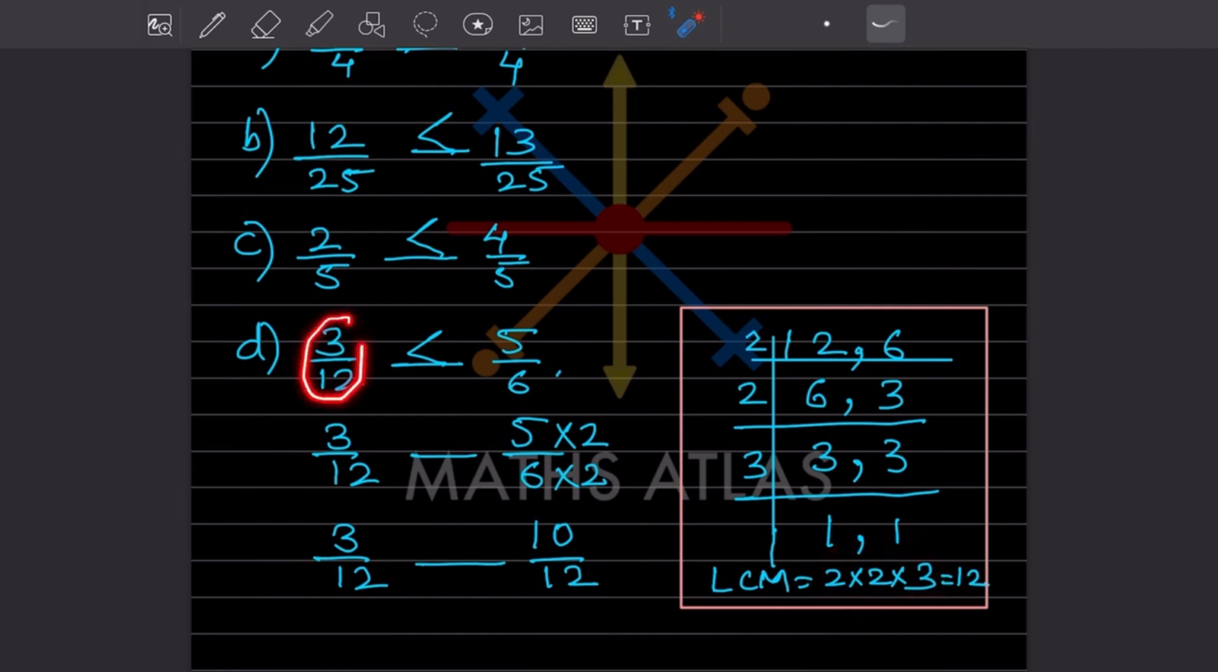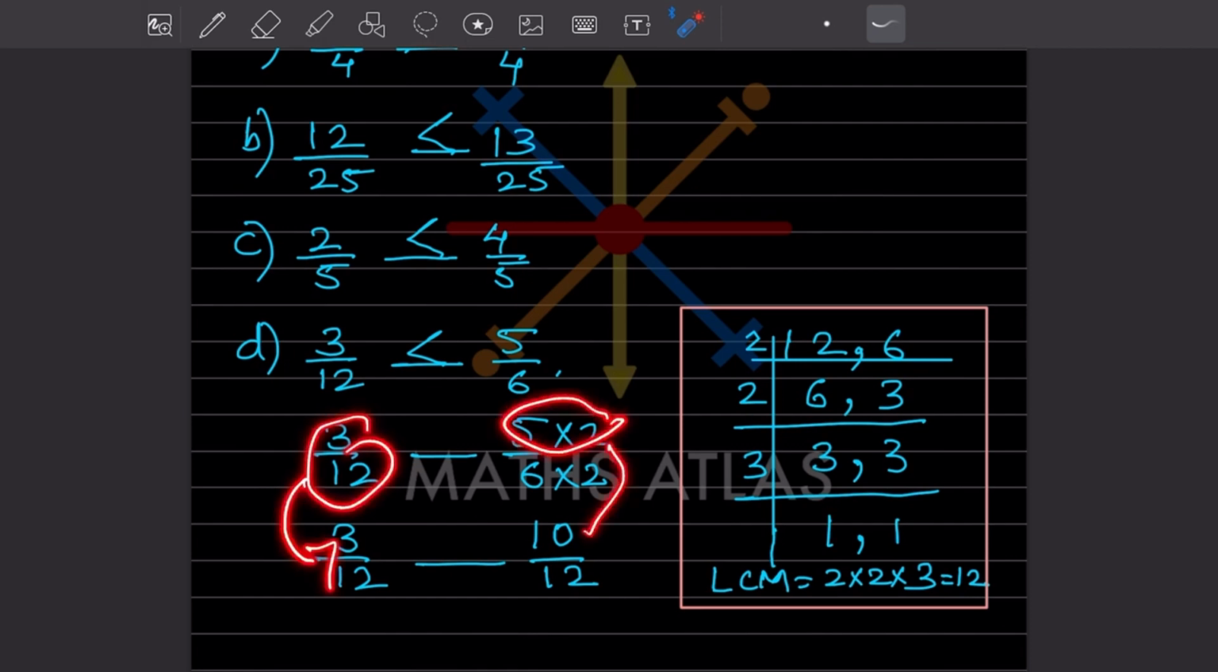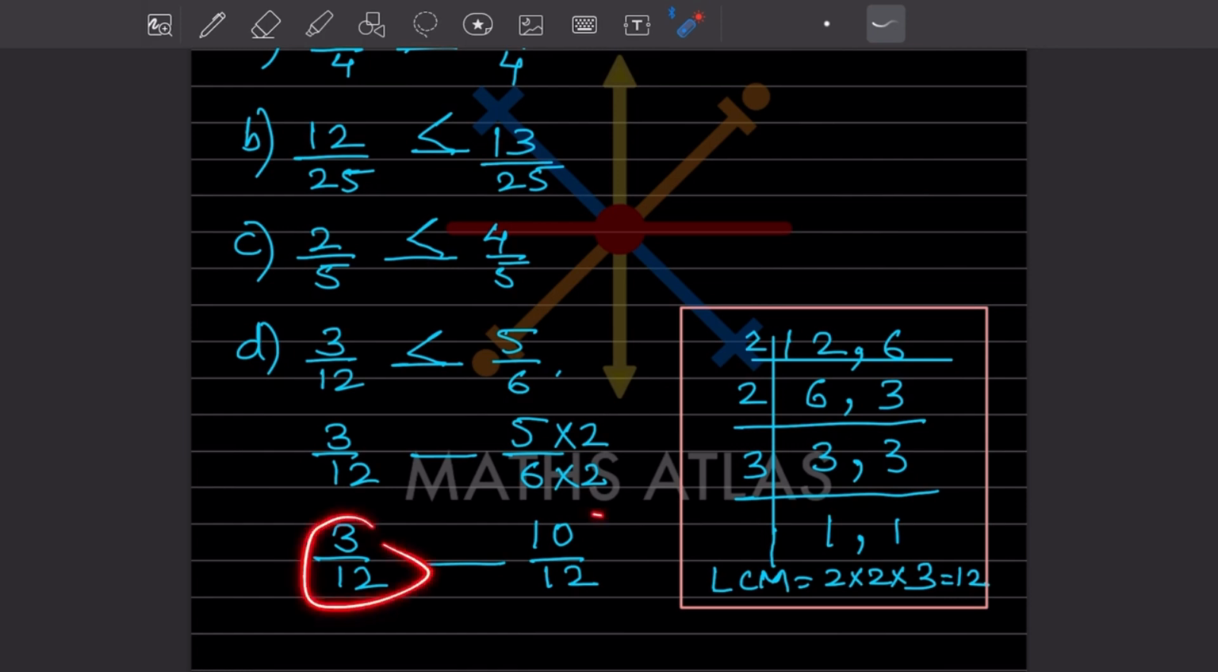Now this 3 by 12 we will keep as it is, because the denominator is 12 itself. But here the denominator is 6. So what will you make? You first think of the denominator, not the numerator. First try to make the denominator the same. So 6 2s are 12. And whatever number you write over here, the same number should be in the numerator. So now look at here, 3 by 12 as it is, and 10 by 12. Now both the denominators are the same. That means 10 is bigger, so you will open the mouth over here. Hope you got it.